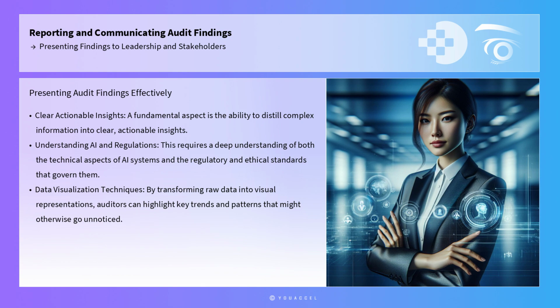For instance, a heat map can be used to illustrate areas of an AI system that require immediate attention, such as biases in data processing or deviations from intended outcomes. This approach not only makes the information more accessible to non-technical stakeholders, but also facilitates a more engaging and impactful presentation.